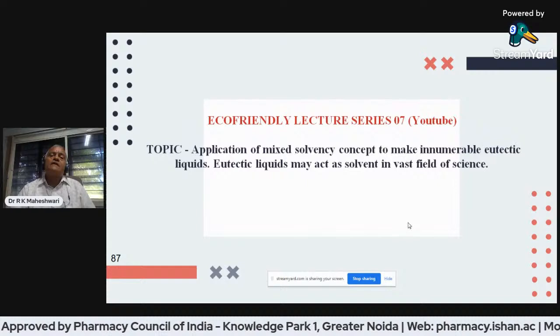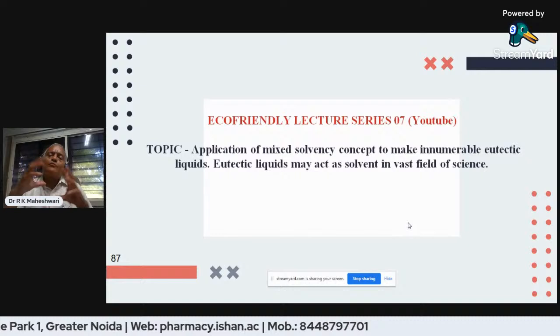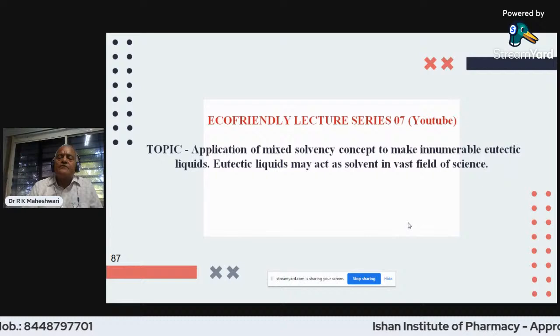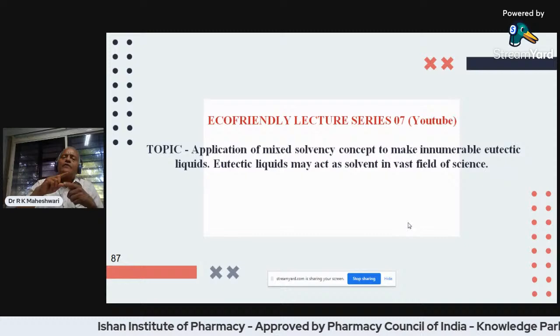You see, this is also very interesting. You can make innumerable eutectic liquids. From the books, you will get only few eutectic liquids. But if you apply this, or if you see this video, you can make innumerable eutectic liquids. For extraction, for synthesis, for analysis, for formulation, and so on and so forth. So in this way, these 7 videos you will see.